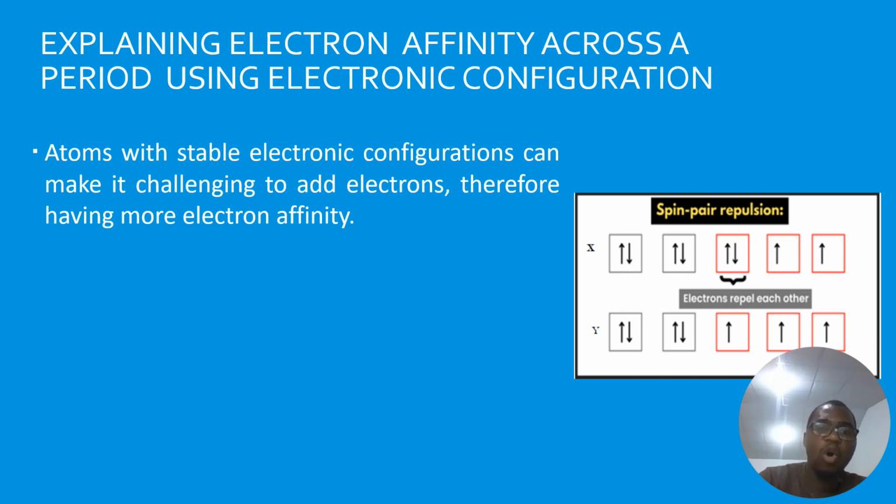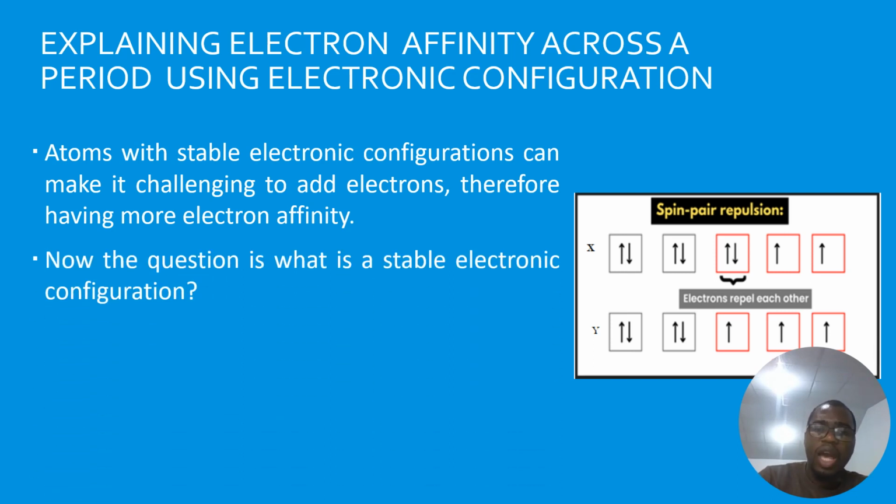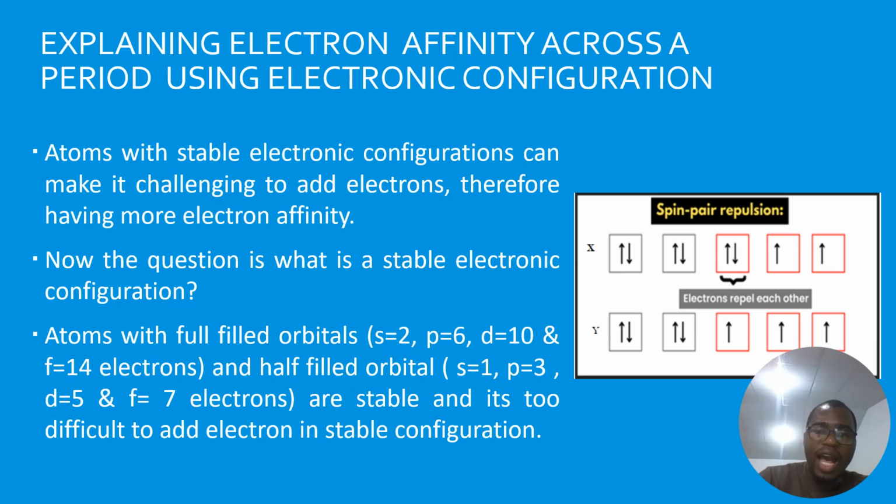Therefore, they have more electron affinity. So if something is stable, it has a higher electron affinity. Now, what is the stability that we are talking about here? We are saying stability here refers to atoms which have got half-filled orbitals.